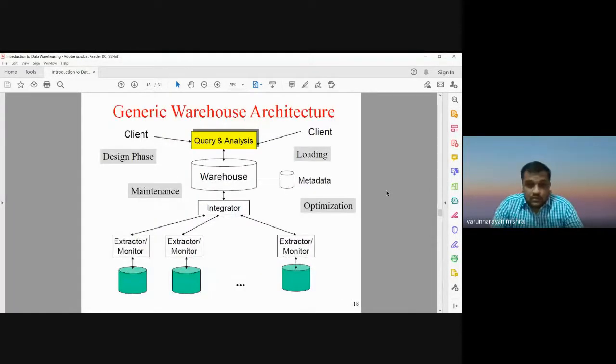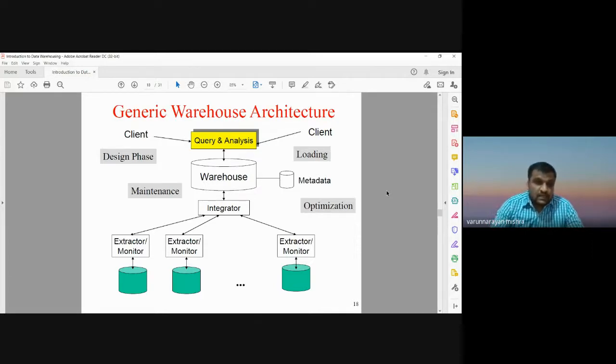So this figure is showing the generic warehouse architecture, how the architecture of a warehouse looks when we are going to design it. It will include the data sources, with data coming from various sources that are integrated over a single platform known as the warehouse. There may be metadata of the entire data set, that is, the data about the data. Then there may be options for maintenance, designing, optimization, and loading.